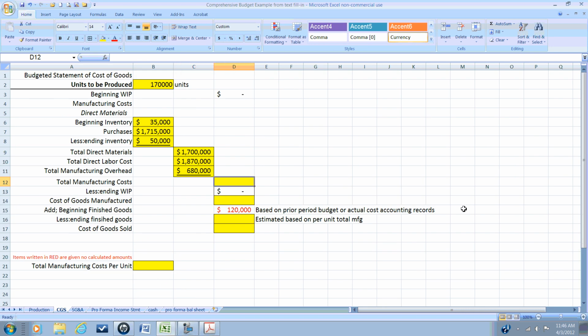And now we can add up our product cost, direct material, direct labor, manufacturing overhead, and we have total costs of $4,250,000. We can now determine our budgeted manufacturing cost per unit. We'll take the manufacturing cost, divide it by the number of units we plan to produce, and we have a total cost per unit of $25 per unit.